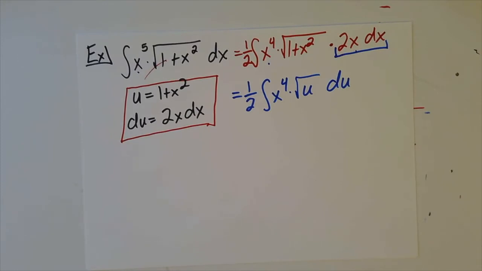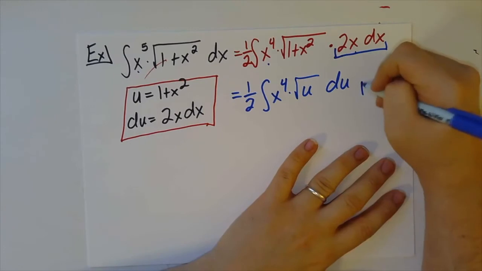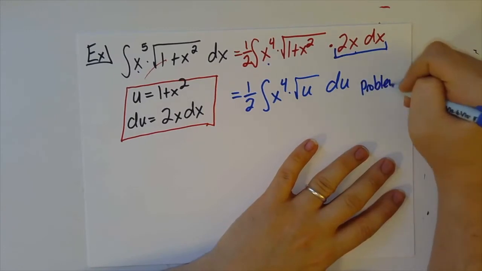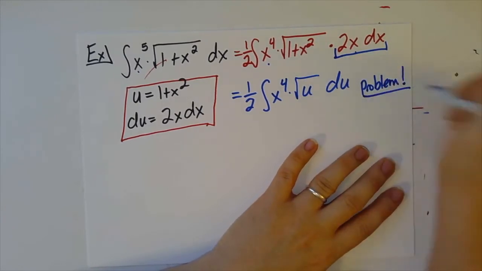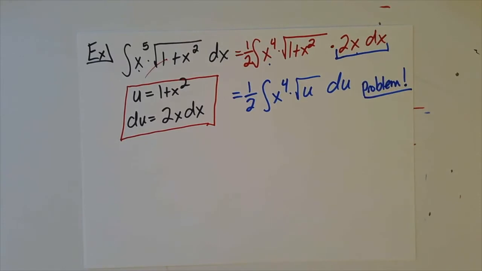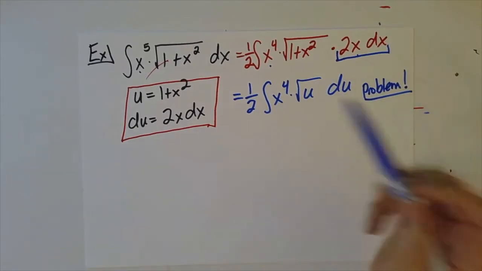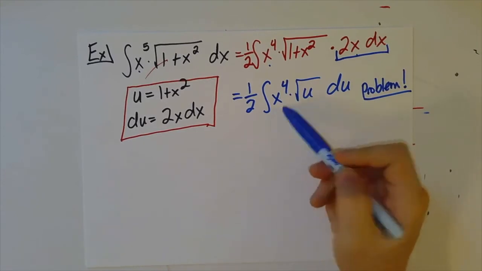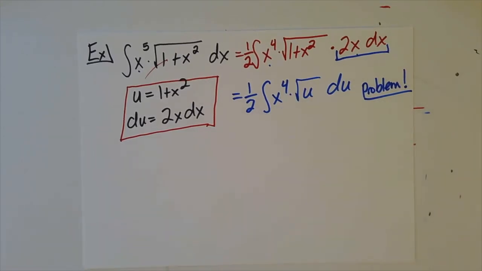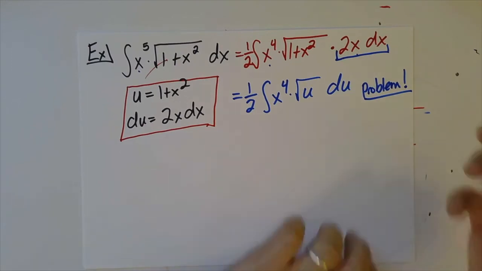Okay, but notice there's a problem here. Namely, what's the problem here? The problem is this integral still has x's in it, and in order for u-substitution to work, there need to be no x's.